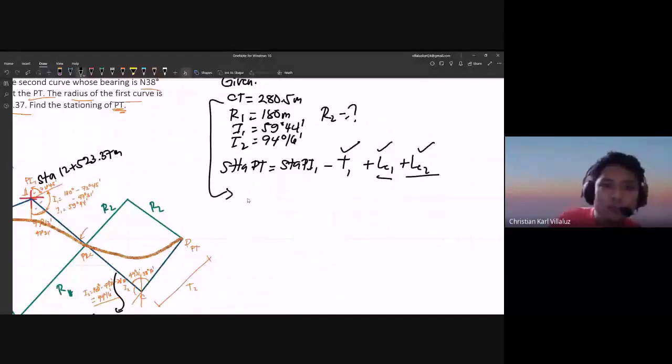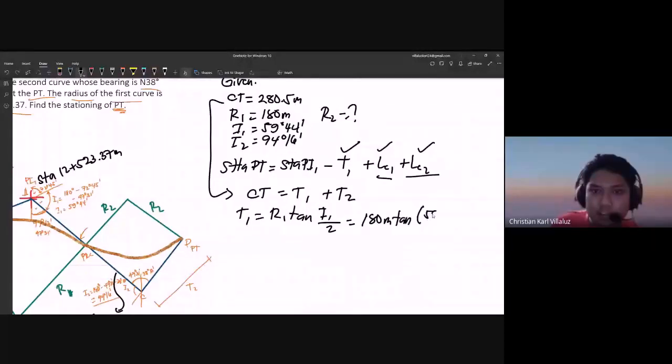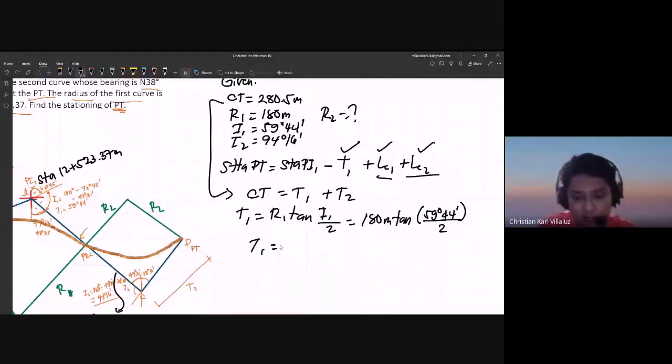The common tangent is just the sum of the two tangents. So, tangent 1 is R1 tangent I1 over 2. So, R1 is 180 meters. Tangent of I1, 59 degrees 44 minutes divided by 2. So, T1 is 103.365 meters.